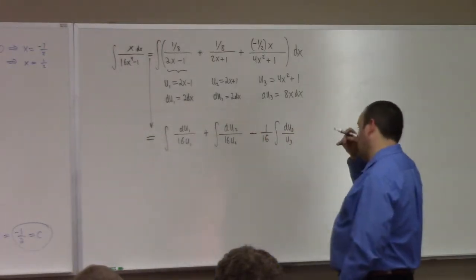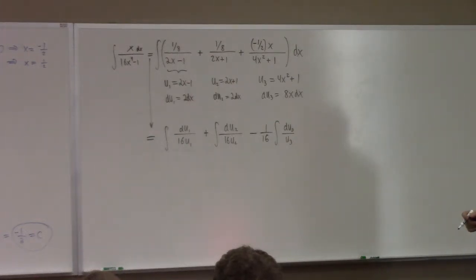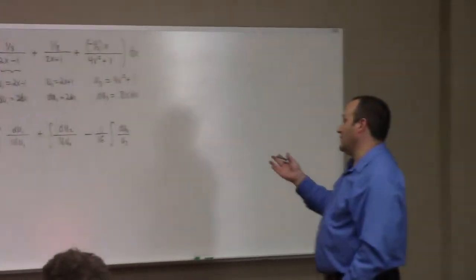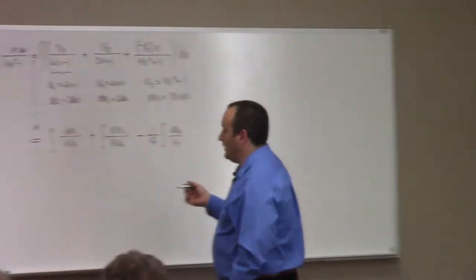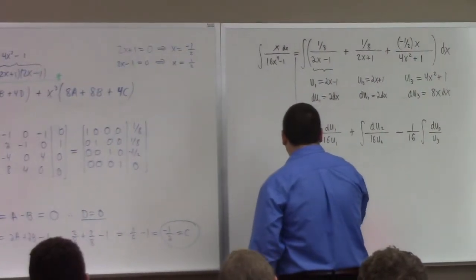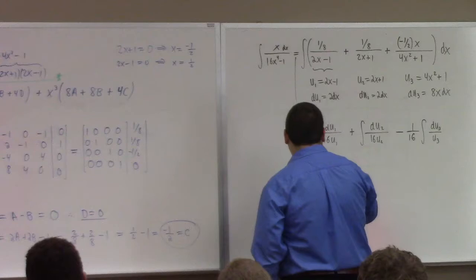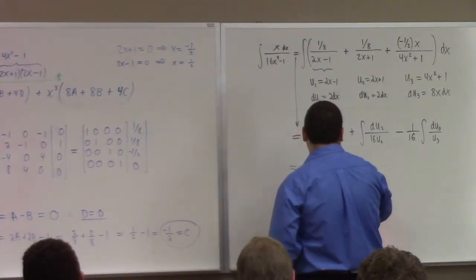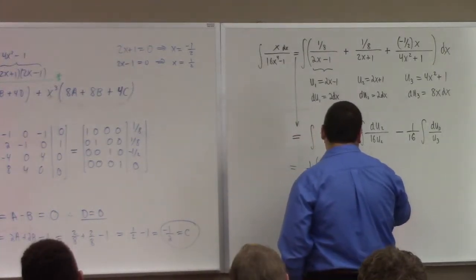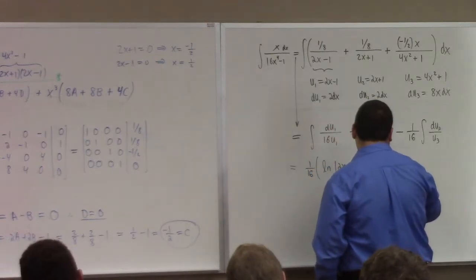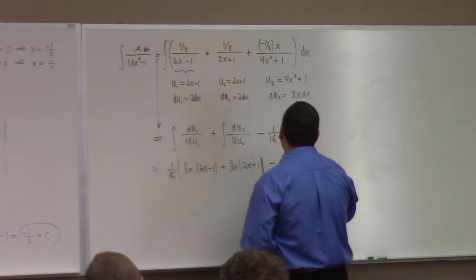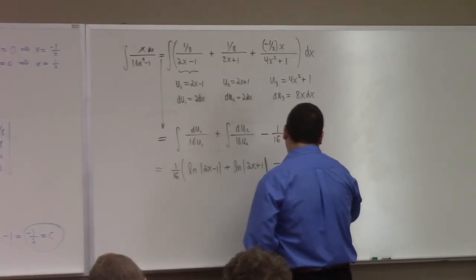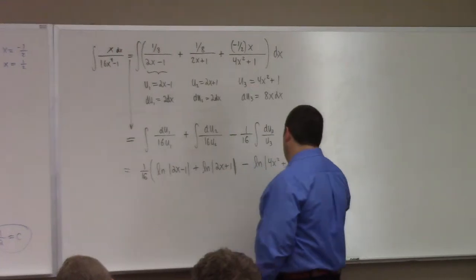If I haven't made an arithmetic mistake, x dx is 1/8 du3, and then that 1/8 and the minus 1/2 conspire to give me a minus 1/16, and there you go. So I'll factor out that 1/16 since it's everywhere. We get the natural log of the absolute value of u1, which is 2x minus 1, plus the natural log of the absolute value of 2x plus 1, minus the natural log of the absolute value of 4x squared plus 1, plus a constant.